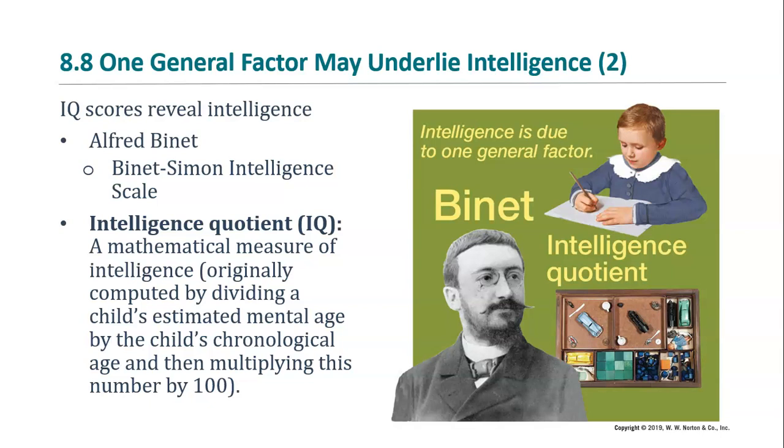Now, this method doesn't work once you get past the lower ages. Certainly someone who has a mental age of 80 and who is actually 40 does not have an IQ of 200. So for adults, they use a slightly different system where the scores are plotted along a normal curve.